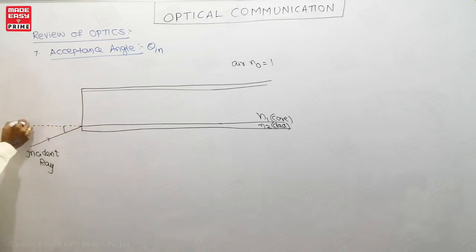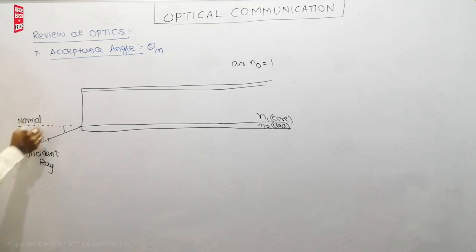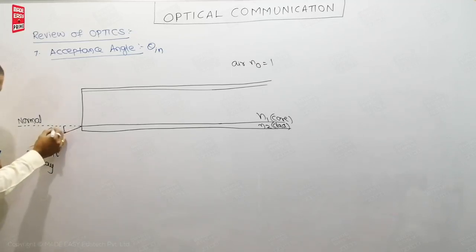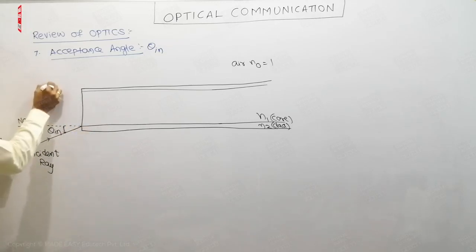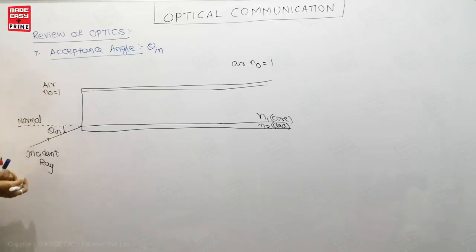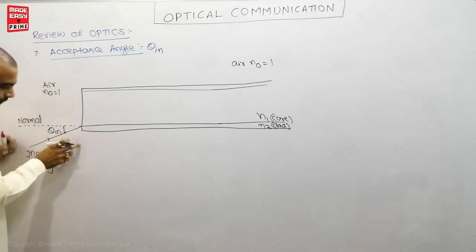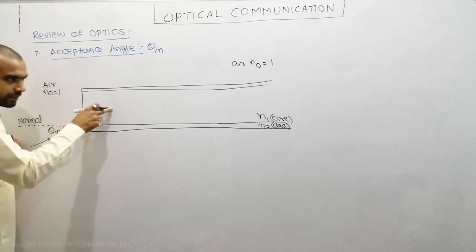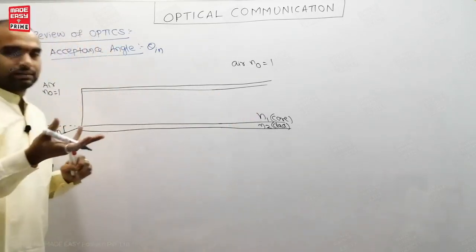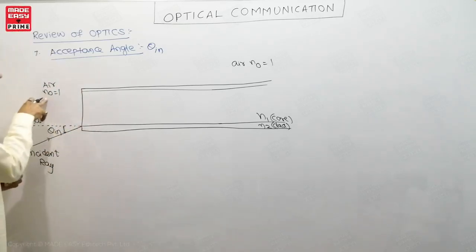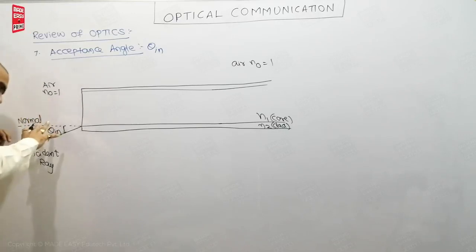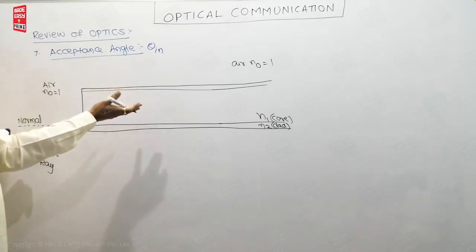The angle with the normal is called theta in. This is the angle at which the light is incident. This is air, with refractive index N0 equal to 1. The light is moving from rarer to denser because it is glass. The refractive index of glass is 1.5, which is greater than that of air. So light is moving from the rarer medium to the denser medium.